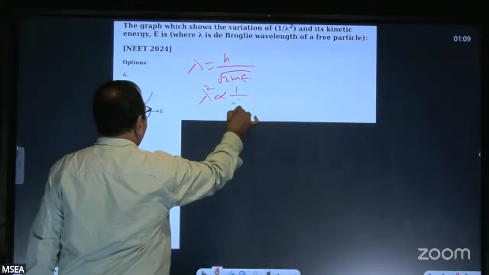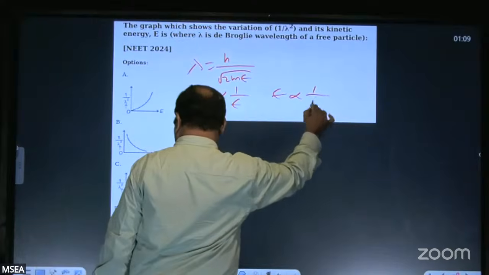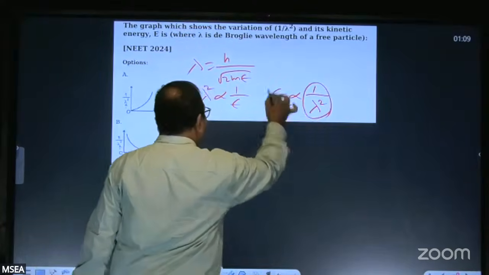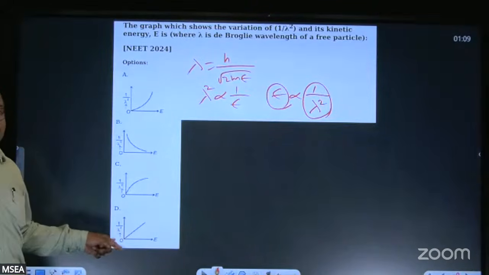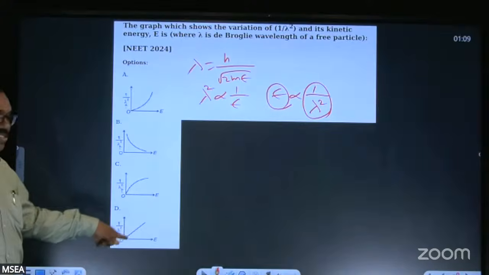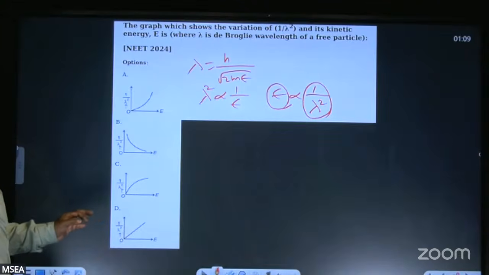Lambda square is proportional to 1 by E, or E is proportional to 1 by lambda square. Taking the graph between E and 1 by lambda square, as they are directly proportional, what type of graph do you get? A straight line passing through the origin. Okay, this way we can remember.